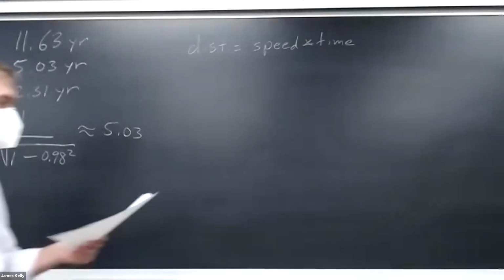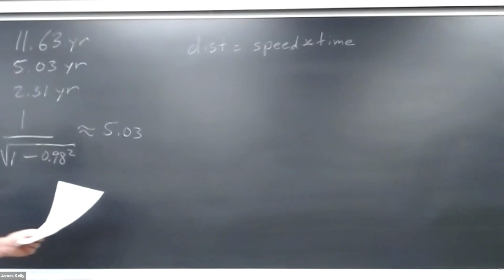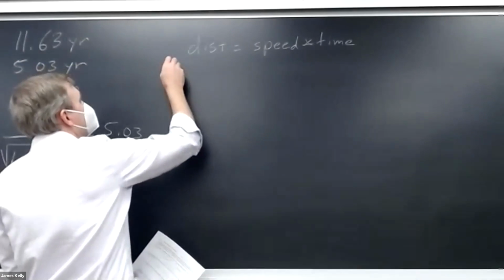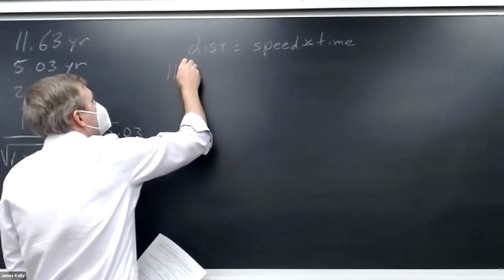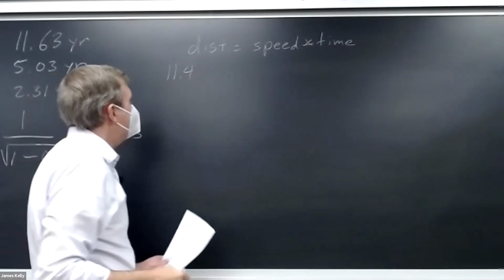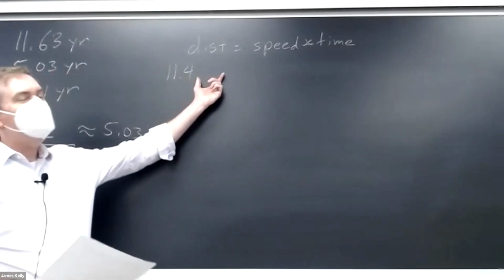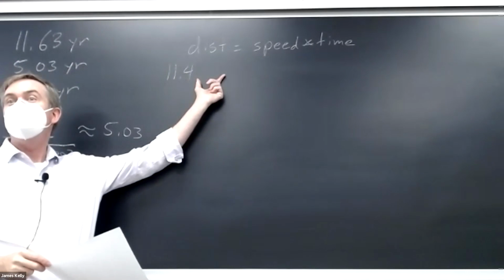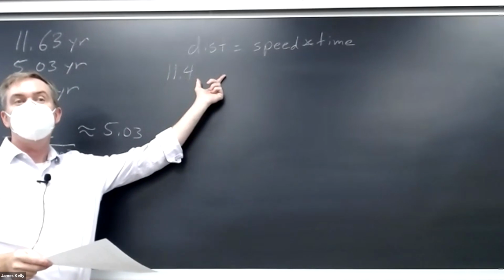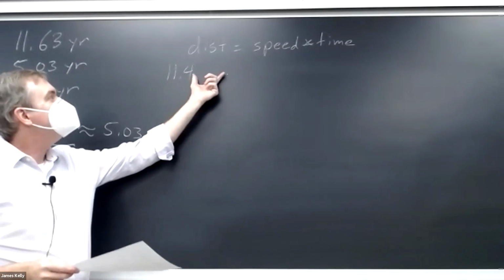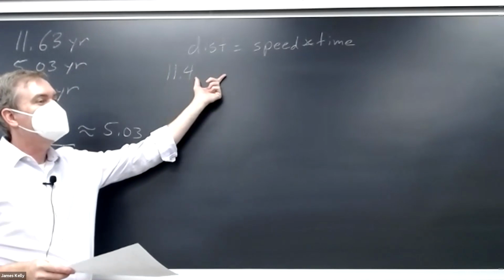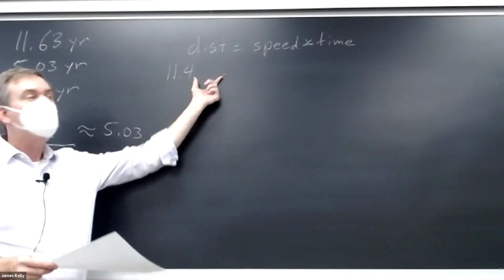Okay? The distance they have to travel is 11.4 light years. So let's write down 11.4 light years. I'm not used to that unit, light years, or at least you're probably not used to it, but I can think about what a light year is in terms of, again, distance equals speed times time.